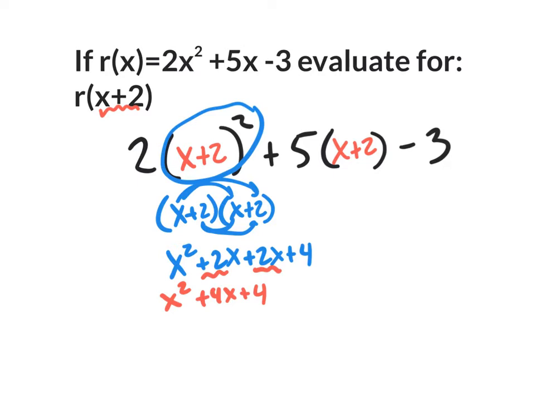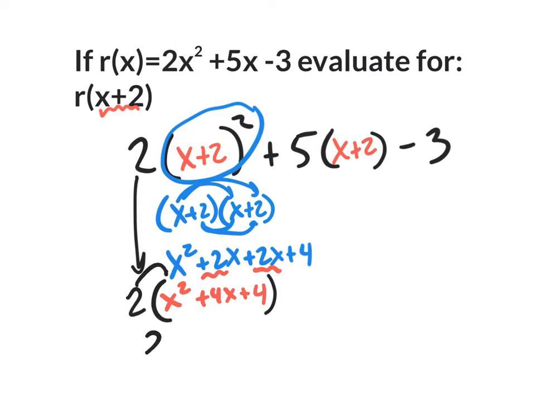So let's put parentheses around this quadratic trinomial, bring down the 2, and then from here it's just a question of distributing the 2 to each and every term, distributing the 5 to each and every term, bringing down the negative 3, and then combining all the terms that are alike. So let's do that. Let's distribute the 2.